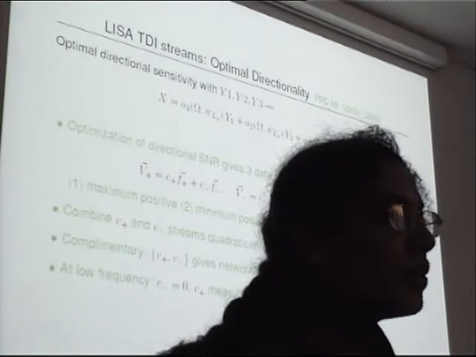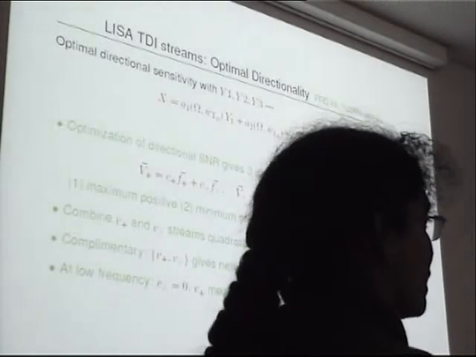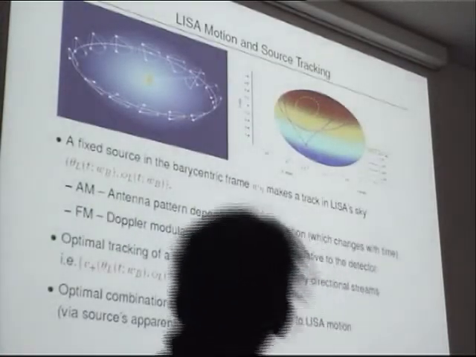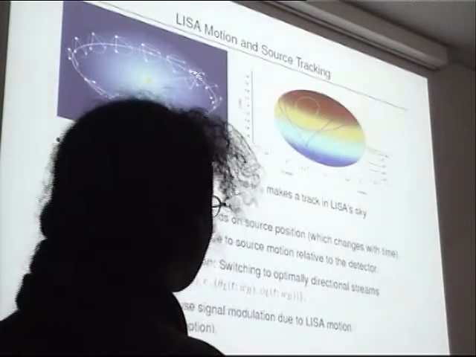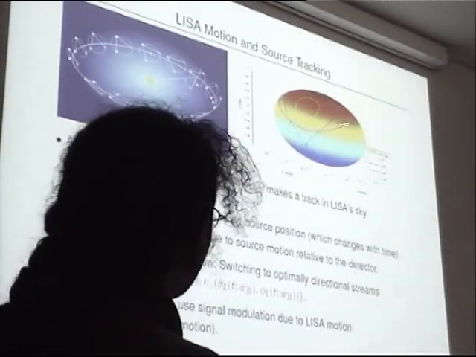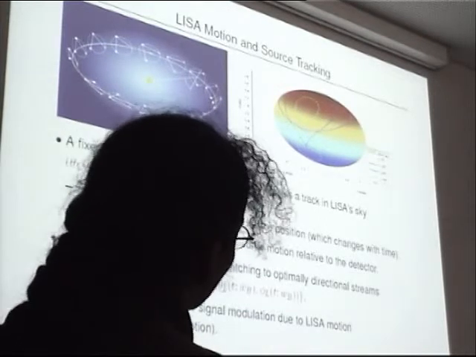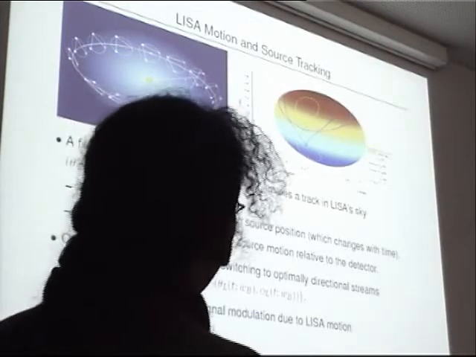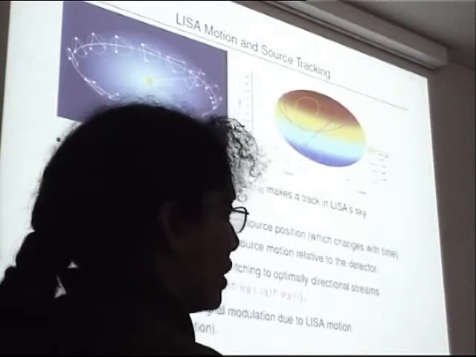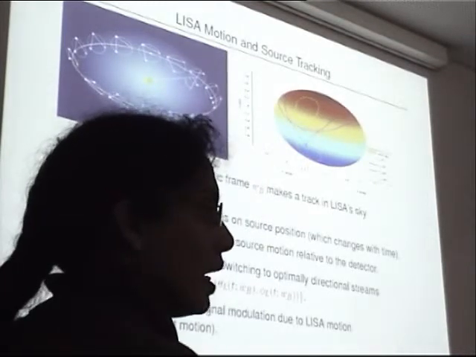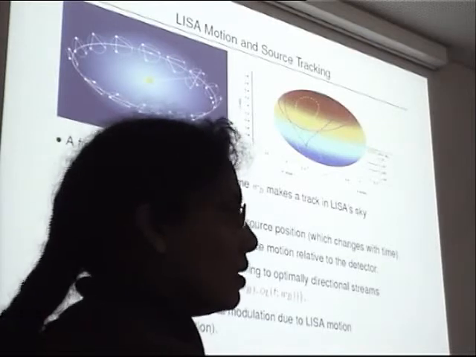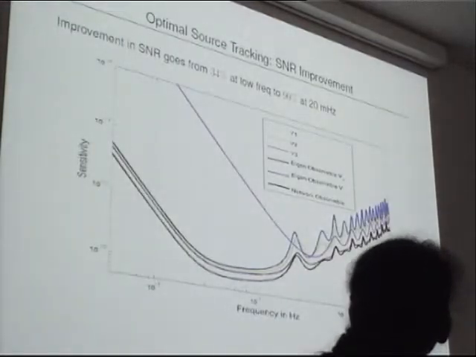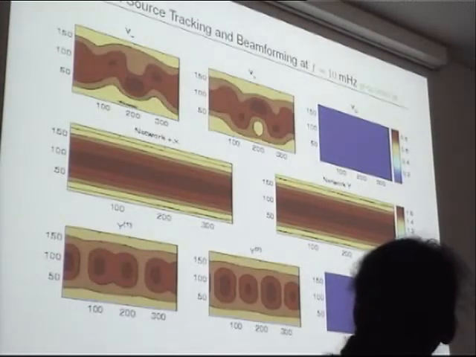Now this is instantaneous. If I want to look in a particular direction at a particular time, then the source moves in the sky. So for example, if you take the source in the barycenter which is at zenith, that is shown by this circle in the LISA sky, and the idea is that at each point you choose that particular optimal stream and then you track the source in the sky. So this is the tracking. This is the improvement which I will come back to later.